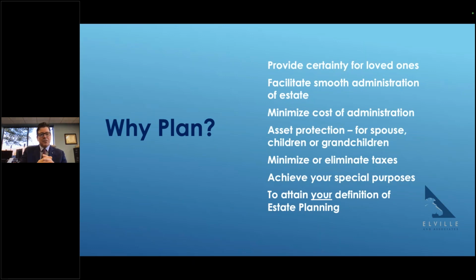You might be a person that has a special purpose. Maybe it's a charitable cause. Maybe it's something that's near and dear to you, like a foundation you want to create. Maybe you have someone in your family who has special needs or disabilities, or a child or a grandchild who is challenged in some way. So we're going to talk about your definition of what your planning means to you.